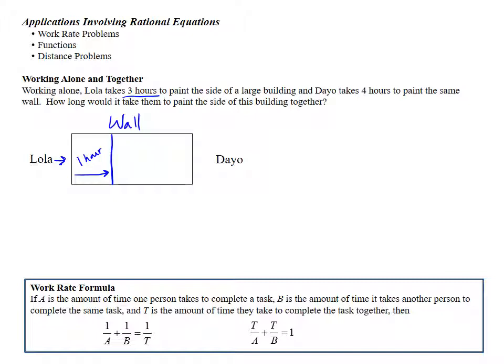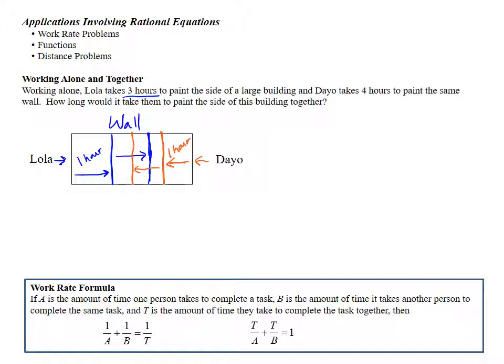Deo is going to take 4 hours. Let's say he's working from this side. If he's going to take 4 hours, halfway through the wall would be there, so a quarter of the way through would be about this much in 1 hour. Now, if they keep going, by the end of hour 2, Lola will be approximately here, another third of the way through the wall. And Deo is going to be another fourth of the way through, so he's going to be halfway through the wall.